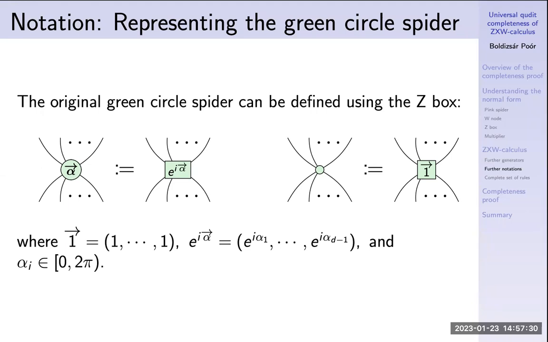We also have the original Z spiders easily represented in the ZXW calculus using the Z box. If we set the phase of the Z box to be e to the power of alpha, where alpha is a vector, then it just represents the green spider. So they are essentially syntactic sugar, but they are really useful in many cases.